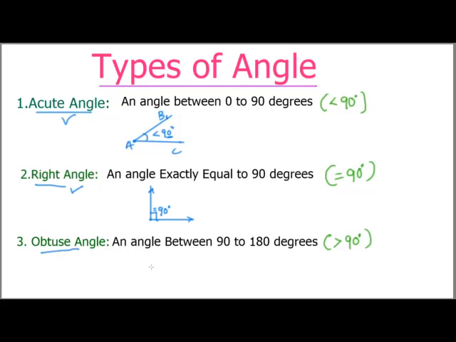What is an obtuse angle? When we take two rays, these two rays should meet at one point with some angle, and that angle should compulsorily be more than 90 degrees, means it could be 98, 100 degrees, 150 degrees, or 179 degrees. These are all called obtuse angles.